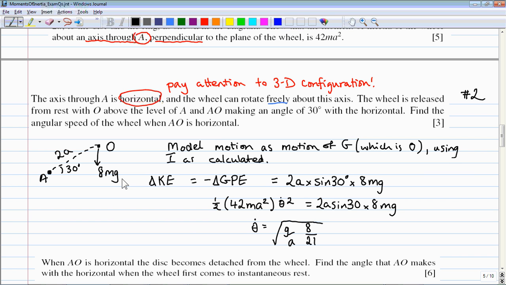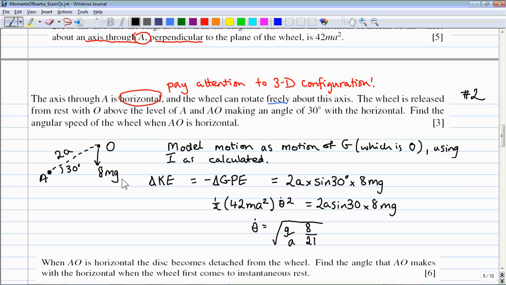So that weight, that single force acting on the object, acts at that point. As the object rotates, that line OA will rotate, and the perpendicular distance of that fixed force 8mg from the pivot at A will change. That means the torque, because remember torque is force times distance, will also change. And if the torque changes while the moment of inertia stays the same, then clearly the angular acceleration will change.